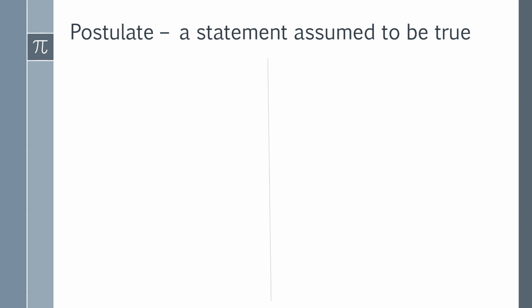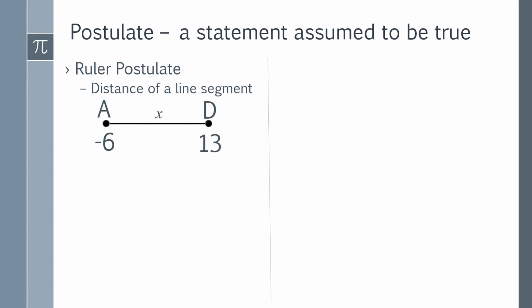There are also some postulates that we need to take care of. And a postulate is a statement assumed to be true. The first postulate is the ruler postulate, which deals with the distance of a line segment. Here we have line segment AD, and we want to find the value of it, which is x. And one way that we can find the value of x is to take the two endpoints, 13 and -6, and subtract the two, and then take the absolute value of it.